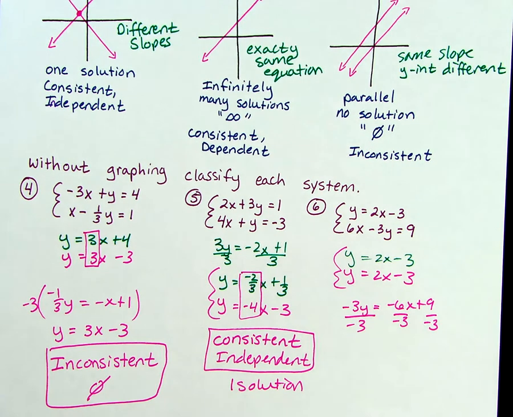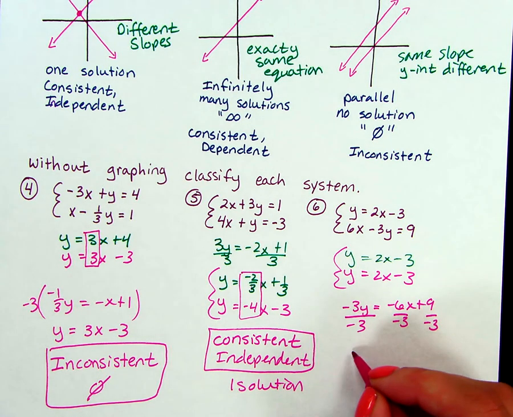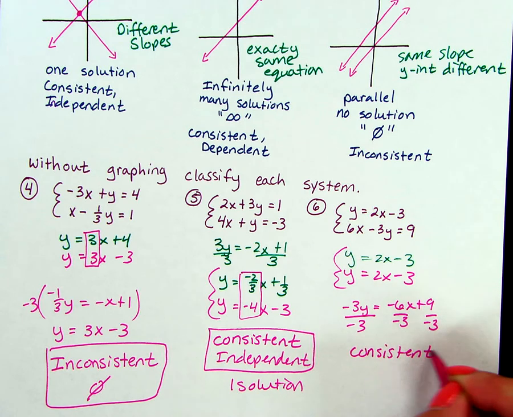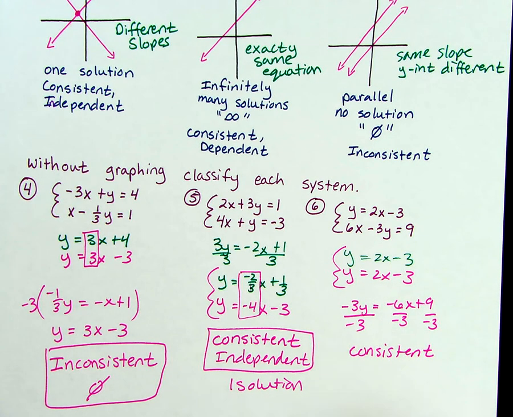So when we're comparing those equations, they're exactly the same. Since they're exactly the same, when I graph them, we graph a line on top of itself. So we're going to have an answer, so it's consistent. And since we're going to have infinitely many answers, the system is considered dependent. So that's, again, infinitely many answers.